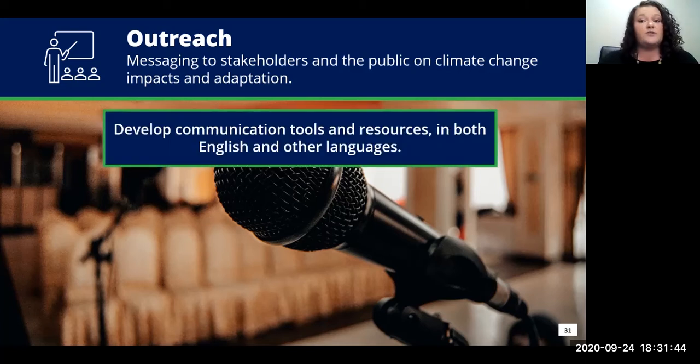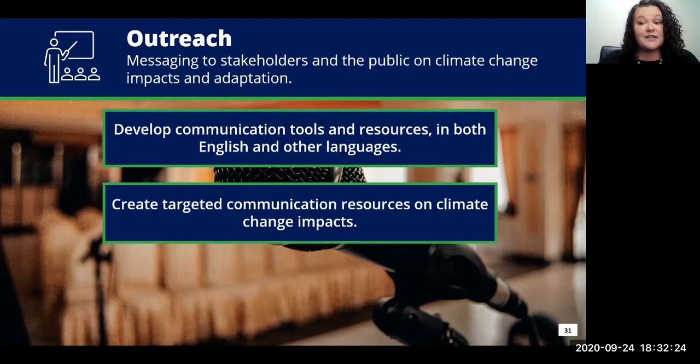The first action is to produce communication tools and materials in English as well as alternate languages. The United States Census Bureau reports that between 2014 and 2018, 13% of Delaware's population spoke a language other than English when at home. This shows a need that when agencies are producing communication resources about the impacts of sea level rise and climate change, there is a need to provide it in languages other than English to ensure all residents of our state are reached and have the information they need to adapt to sea level rise.